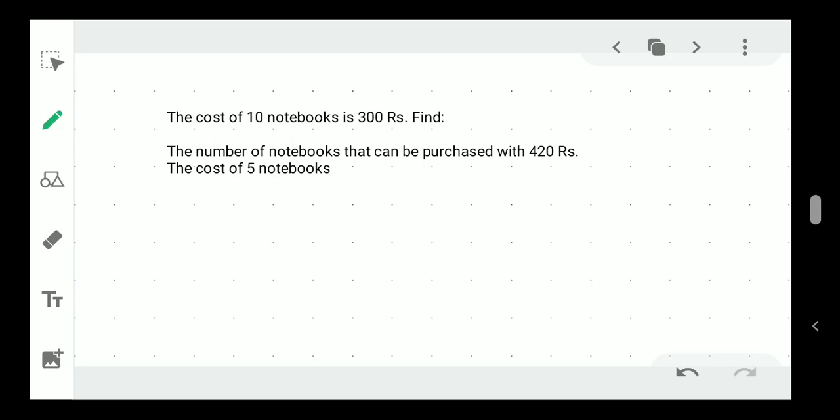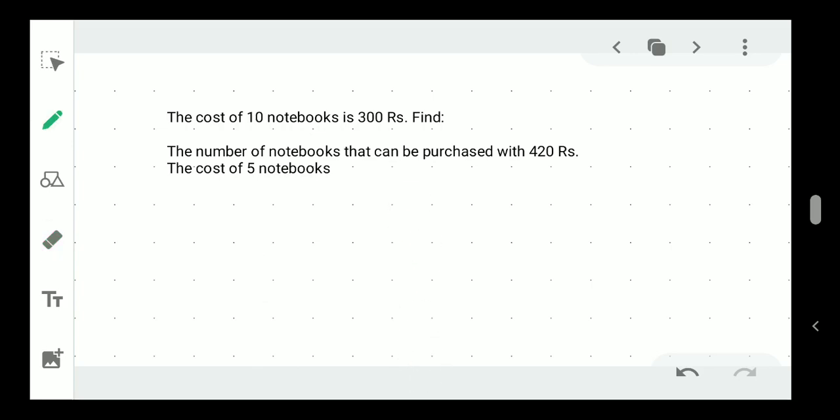The cost of 10 notebooks is 300 rupees. Find the number of notebooks that can be purchased with 420 rupees. We have to find out so many things here, right? So I will try to do this math in two ways.